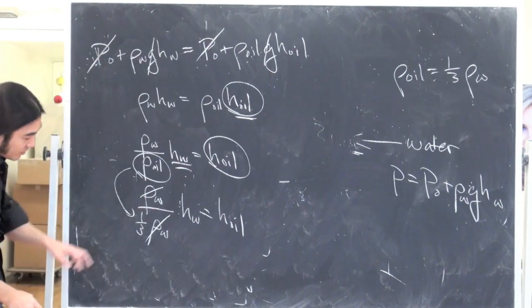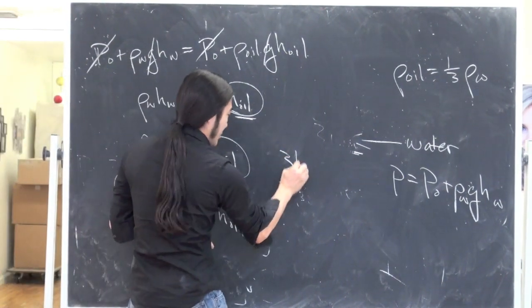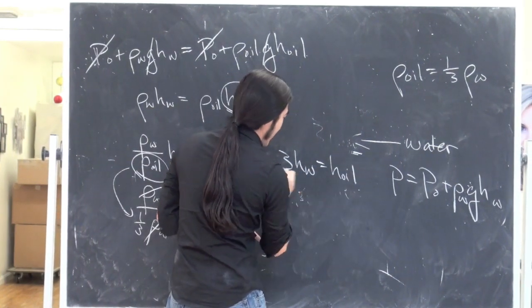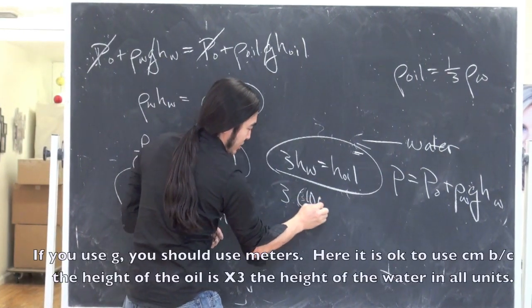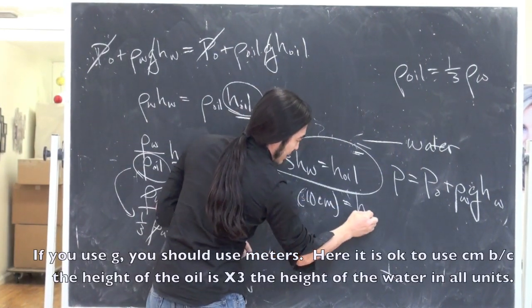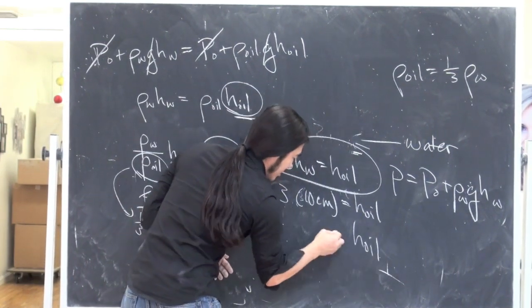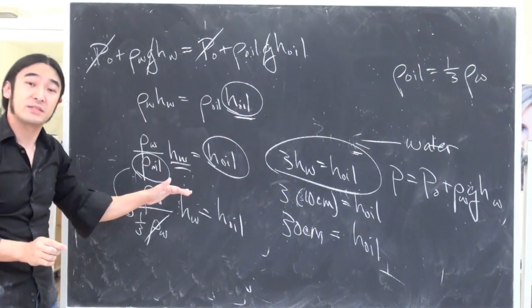These guys will kill each other. That's 1/3. The 3 is going to flip up top. So we get 3 times the height of the water is equal to the height of the oil. Okay? And plugging in at the end, that means 3 times the height of the water, which is 10 centimeters, is equal to the height of the oil, which means the height of the oil is 30 centimeters. That totally makes sense.